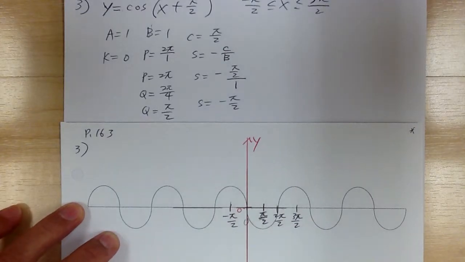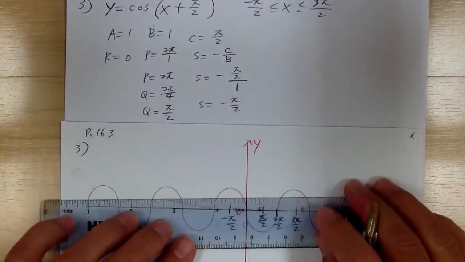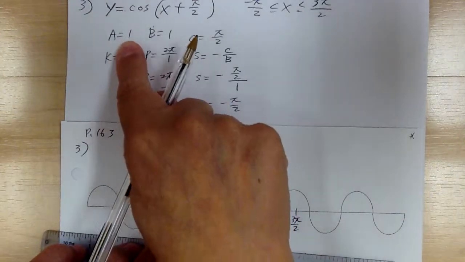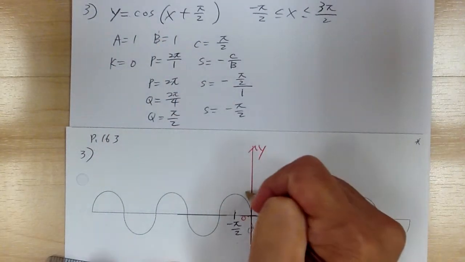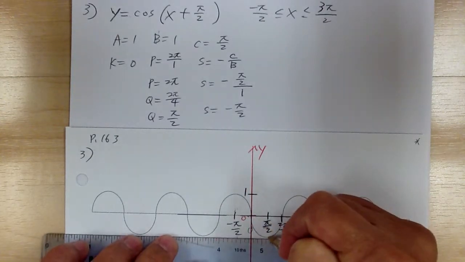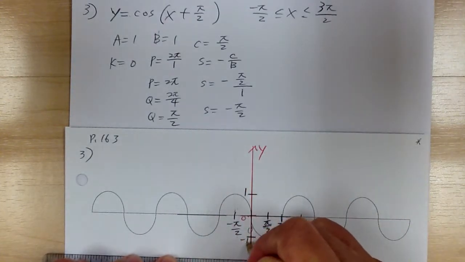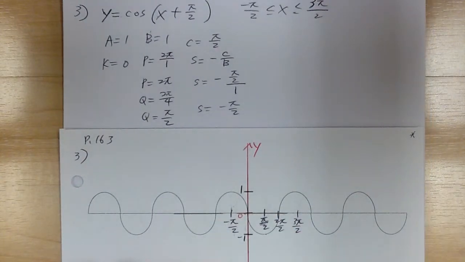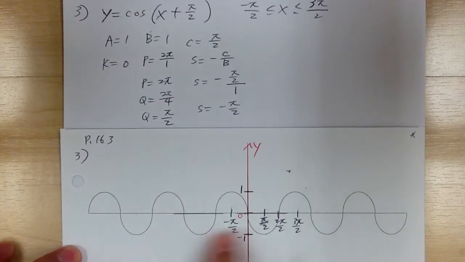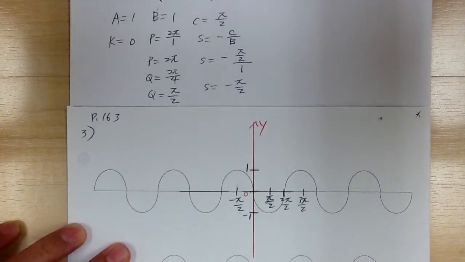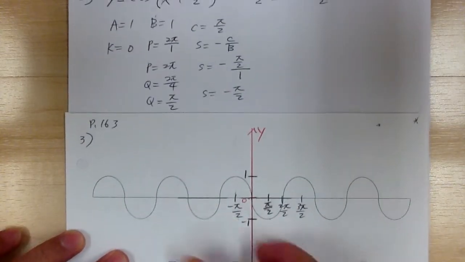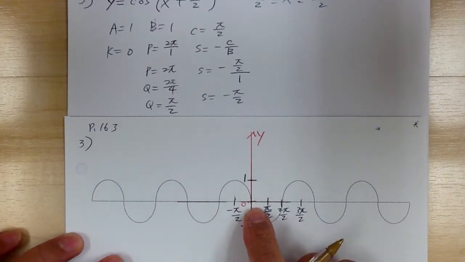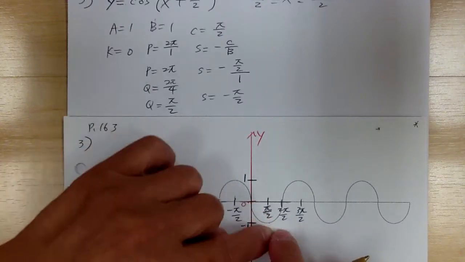Then don't forget your amplitude. Over here, you mark right over here, and so the a is 1. So you put 1 over here, and you label that, and this is your negative 1 over here. And you can erase whatever things that you don't need. And so that's it for number 3. Notice that by shifting the cosine a certain amount, in this case it becomes like a negative sign, right?